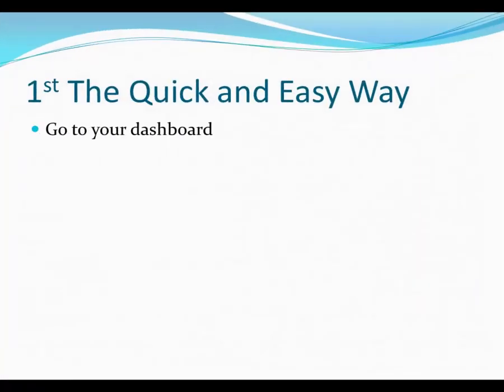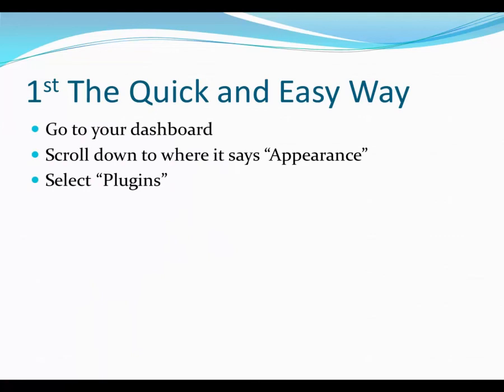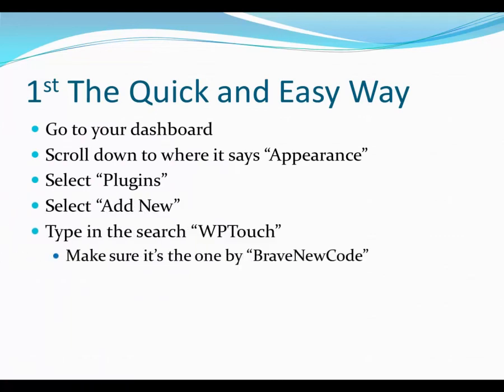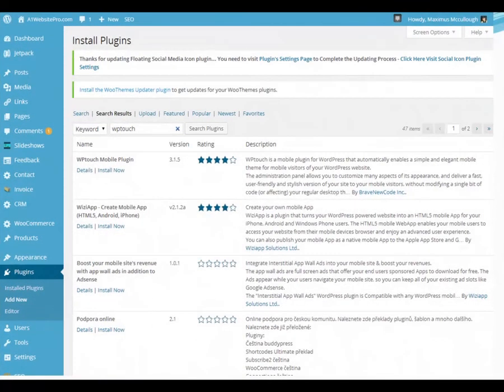So let's talk about the quick and easy way. If you wanted to, you go to your dashboard, scroll down to where it says Appearance, select Plugins, click Add New, and this will be in your materials too. Type in the search WP Touch, and make sure it's the one by Brave New Code. All right. Click Install Now, then click Activate. Okay, and that will give you a mobile theme.